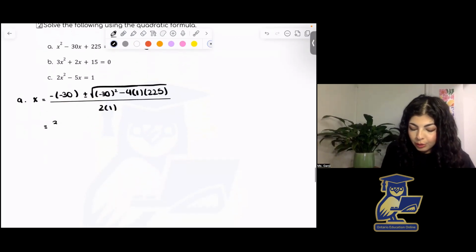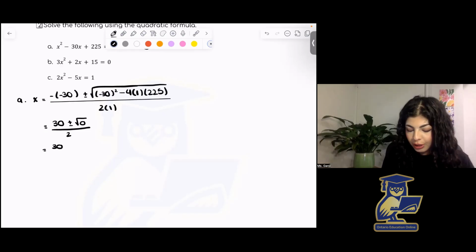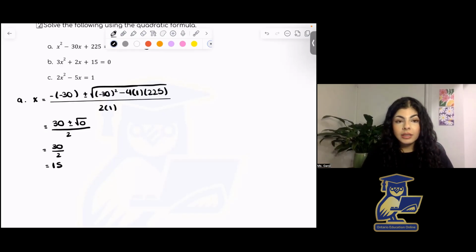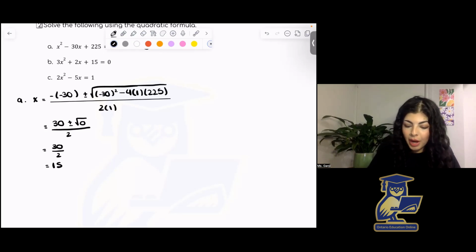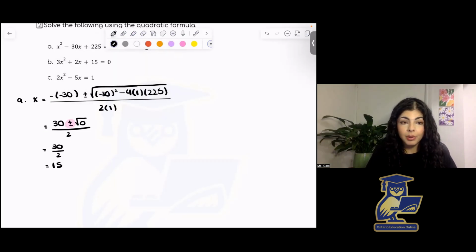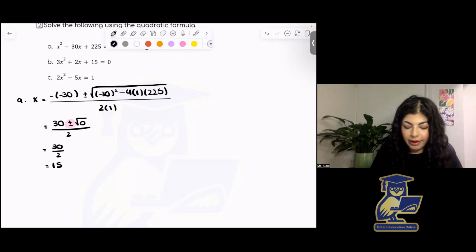So if you tried this, you should have actually got that this will be 0 over 2, and our final answer is just 30 over 2, and it's 15. So because the square root was 0, we didn't actually end up using that plus or minus here. So we only ended up with one solution. And that happens in the case of our perfect square examples. And that is one of the possibilities of the quadratic formula.